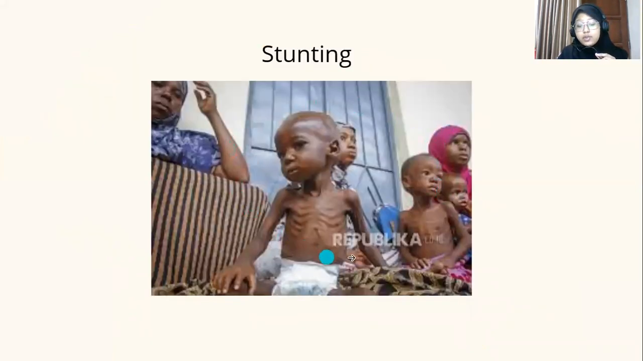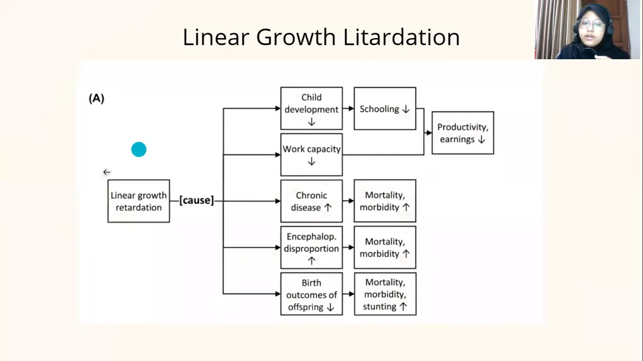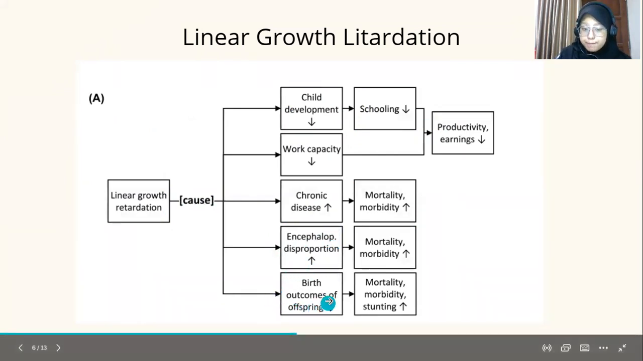So this is a case where a child has stunting, and linear growth retardation could cause many problems, such as the decrease of child development and the decrease of work capacity, which could cause the decrease of schooling and the decrease of productivity and earnings. Linear growth retardation could also cause the increase of chronic disease, the increase of encephalic disproportion, and also the decrease of birth outcomes of offspring.